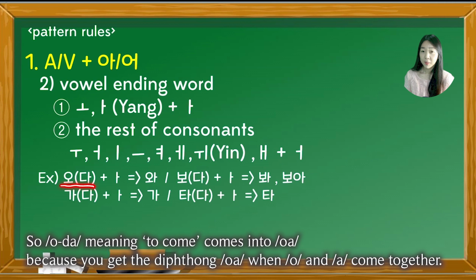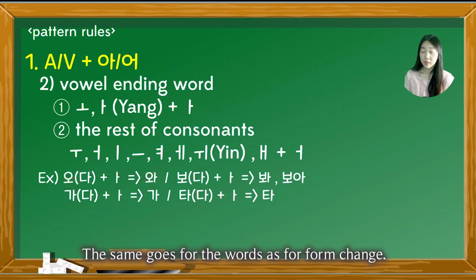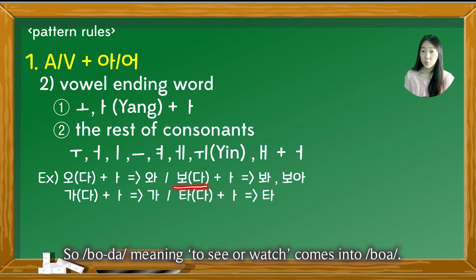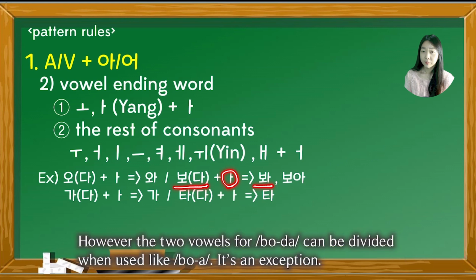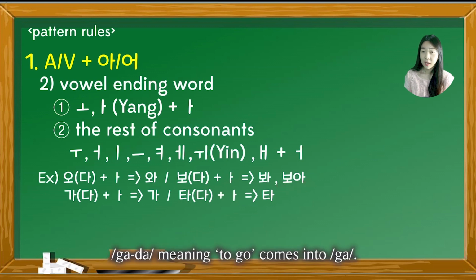So 오다 meaning to come comes into 와 because you get the diphthong 와 when o and a come together. The same goes for the words as for form change. So 보다 meaning to see or watch comes into 봐. However, the two vowels for 보다 can be divided when used like 보아. It's an exception.